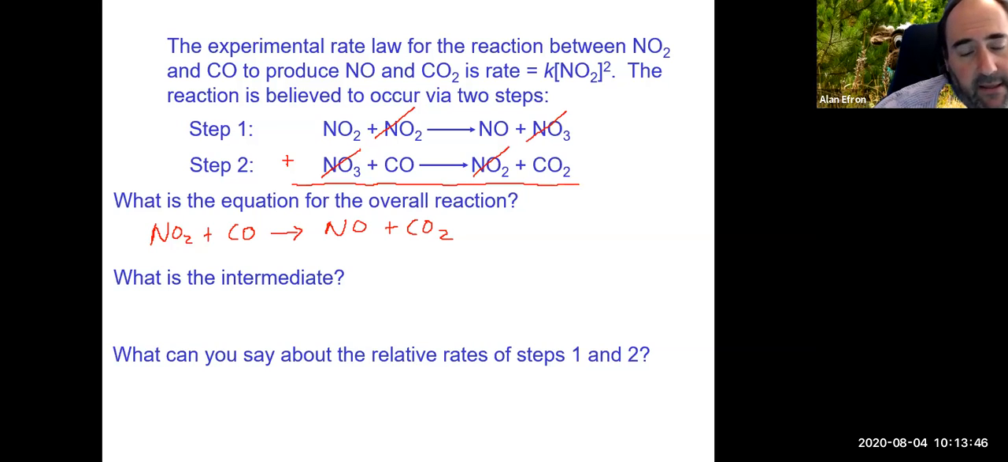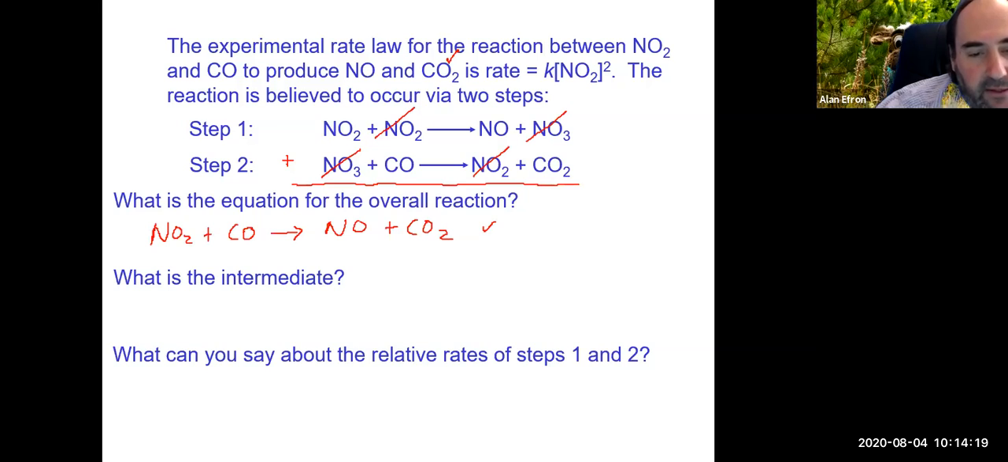Now this type of mechanism problem, we can't really determine if it's good or bad, this mechanism, because they didn't give us the overall reaction, so we can't really compare to make sure it's the right one. But this would be the overall reaction based off of this mechanism. And it does sort of match what it says, the reaction between NO2 and CO to produce NO and CO2. So that's pretty good in terms of matching what they basically say the reaction is going to be.